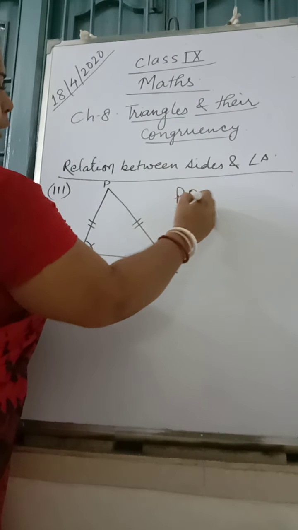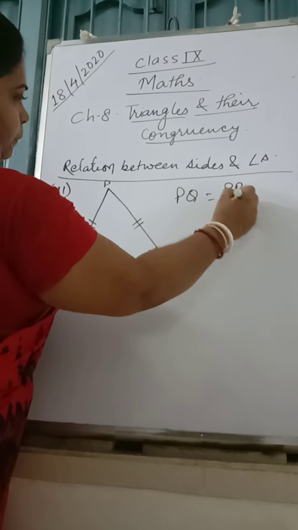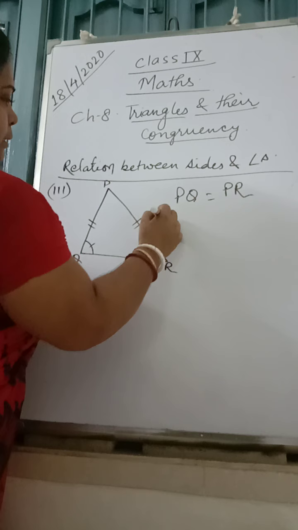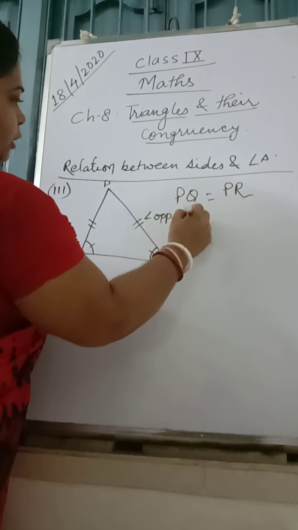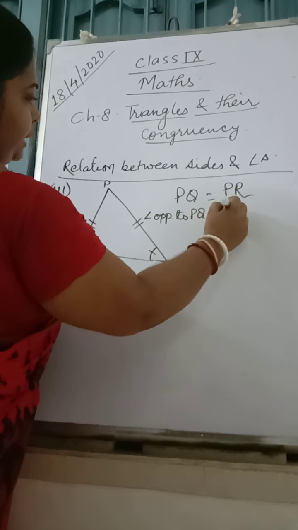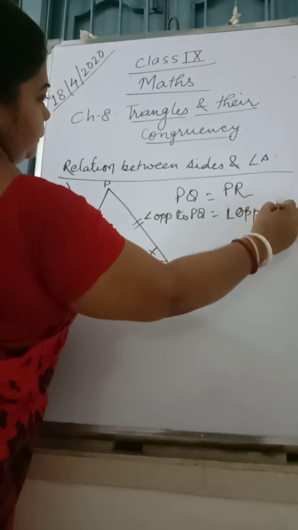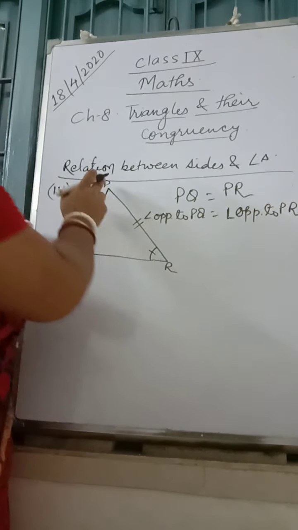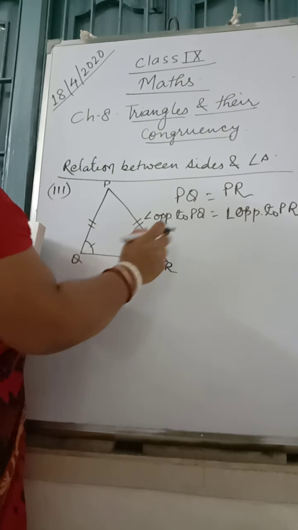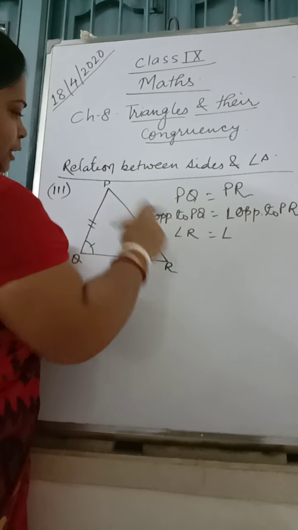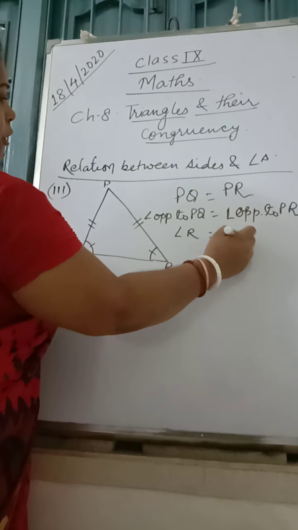What is that? PQ is equal to PR. So the angle opposite to PQ would be equal to the angle opposite to PR. Now opposite to PQ, we have angle R, which will be equal to the angle opposite to PR, which is angle Q.